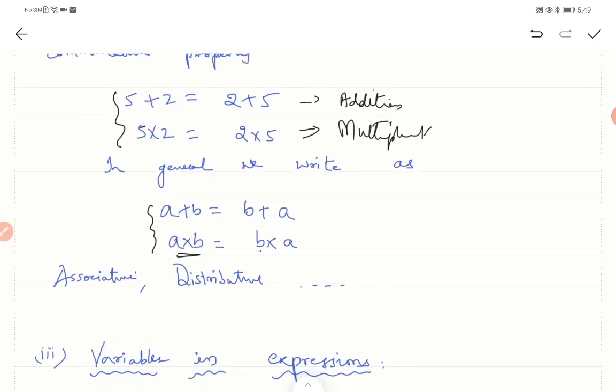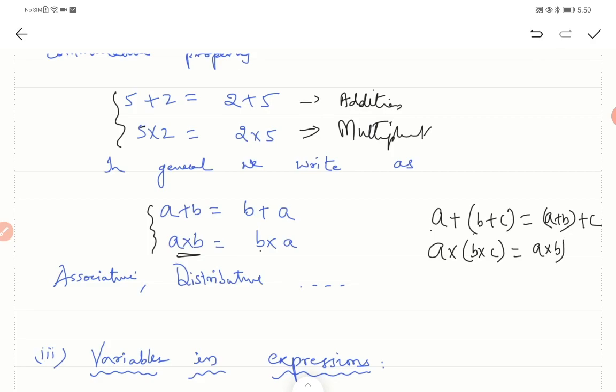For the associative property in general, what was it? It is a plus b plus c equal to a plus b plus c with the bracket shifted. Associative is just shifting of brackets. For multiplication, a into b into c equals a into b into c with the bracket shifted. All these a, b, c are what? Variables. They will hold some number. It can be any number.